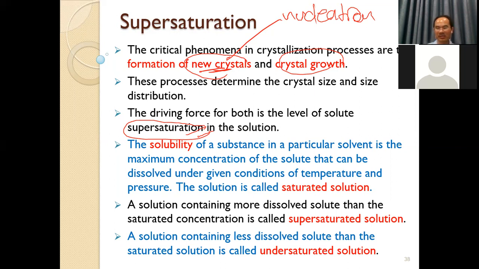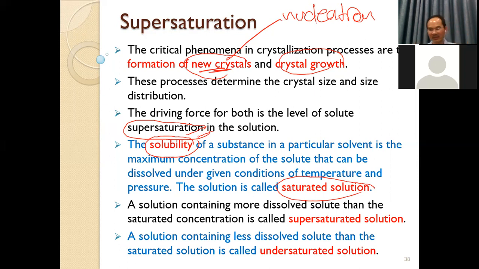Now, if you would like to crystallize sugar, the concentration of sugar should be higher than the solubility. The solubility depends on temperature and pressure. Okay, for this case, the solubility, sometimes we call this the saturated condition or saturated solution. We cannot crystallize when you start from the saturated solution.